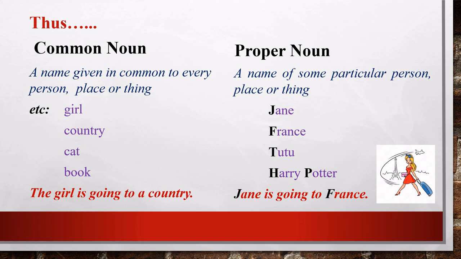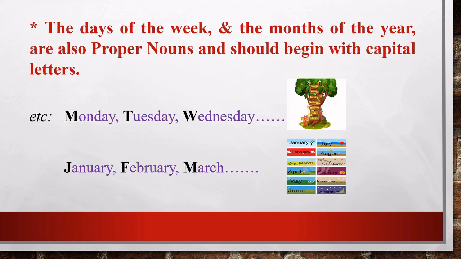If we say the girl is going to a country, the information or the idea is not very clear. But if we say Jane is going to France, where we have used proper nouns, the message is very clear. Now we know exactly who is going and where she is going. The summary is that we use proper nouns to be more specific on what we are going to talk about.